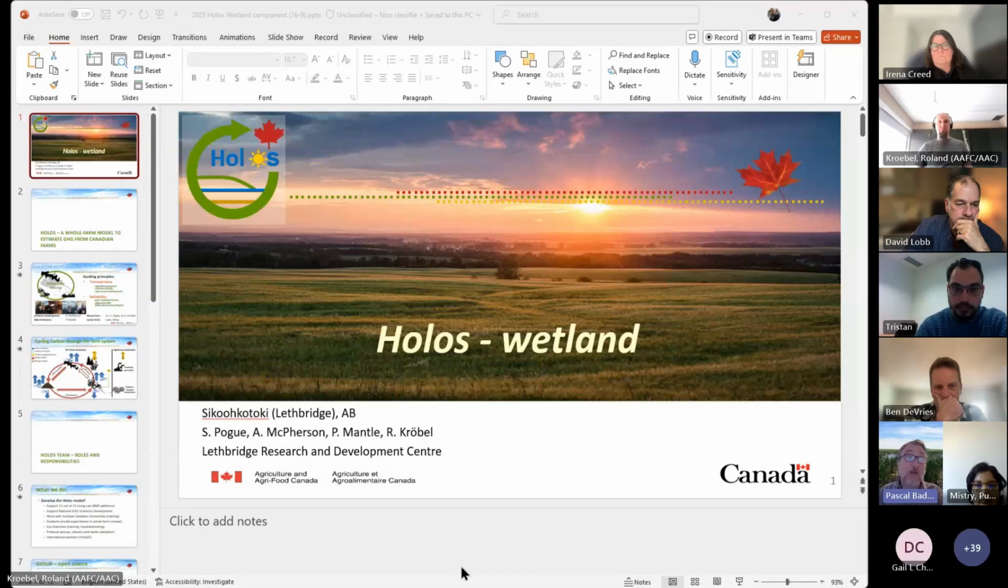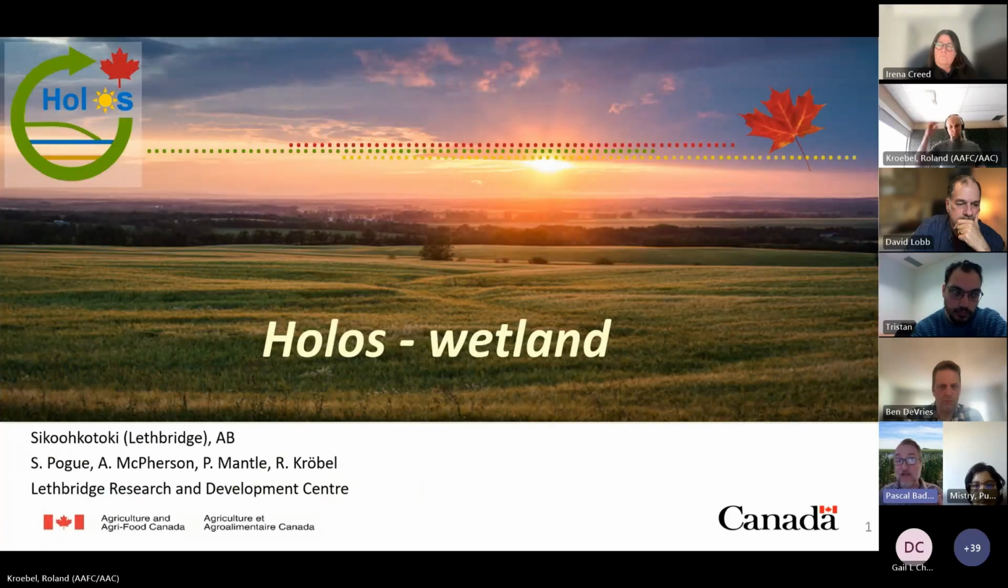And so if you're not familiar with Holos, this is a software application that estimates greenhouse gas emissions and changes in soil carbon in Canadian farming systems. And the model development focuses on enhancing environmental sustainability of Canadian farming by testing, validating, and providing sustainability attributes for the Canadian agricultural production system.